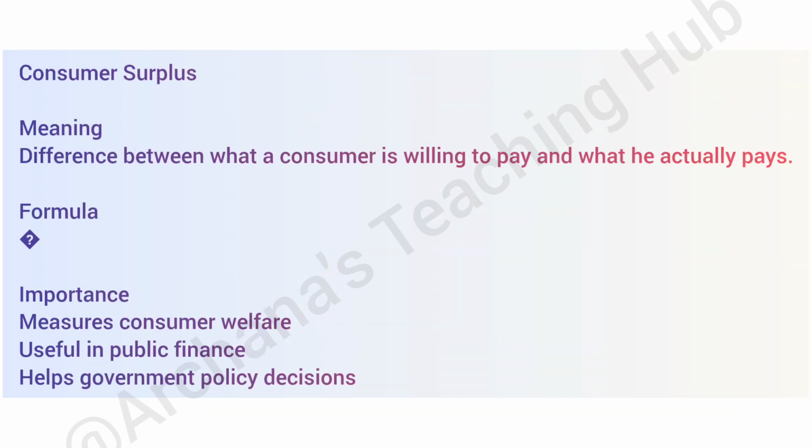Consumer surplus: difference between what a consumer is willing to pay and what he actually pays. Formula: consumer surplus is equal to total utility minus total expenditure. Importance: measures consumer welfare, useful in public finance, helps government policy decisions.